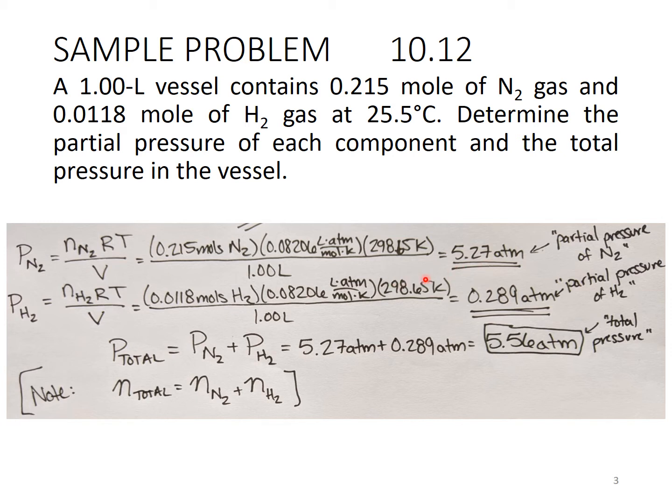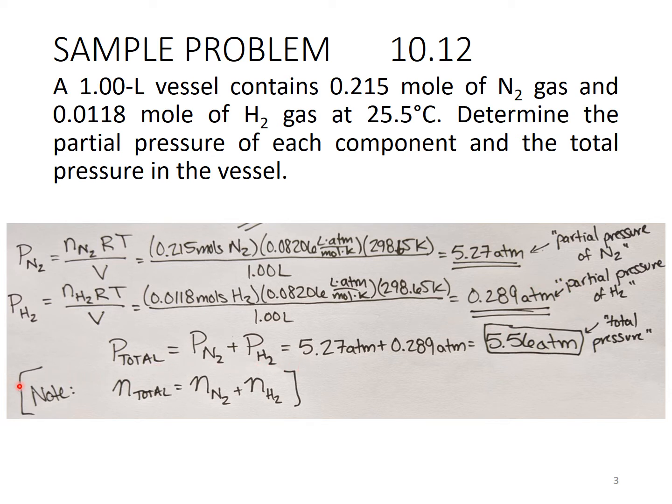And then we can do the same thing with hydrogen gas, making sure to plug in hydrogen gas here. And we see that the partial pressure of hydrogen is 0.289 atmospheres. The total pressure is the sum of the partial pressures, right? So the partial pressure from nitrogen plus the partial pressure from hydrogen will equal 5.56 atmospheres. That's the total pressure. So you can see most of the pressure is coming from nitrogen, which makes sense because that's most of the moles of gas. Okay, so this is what we mean by Dalton's law of partial pressures.